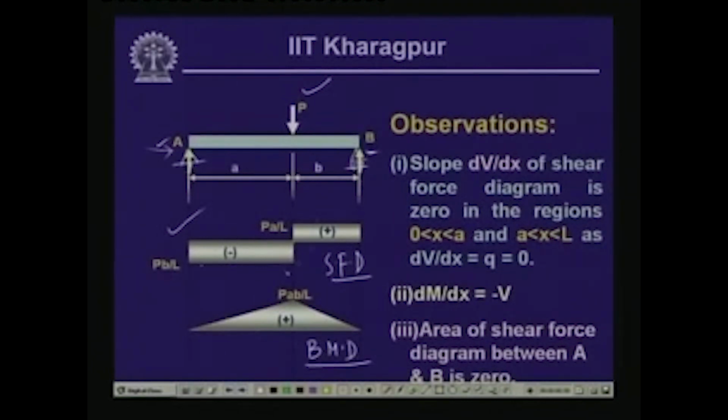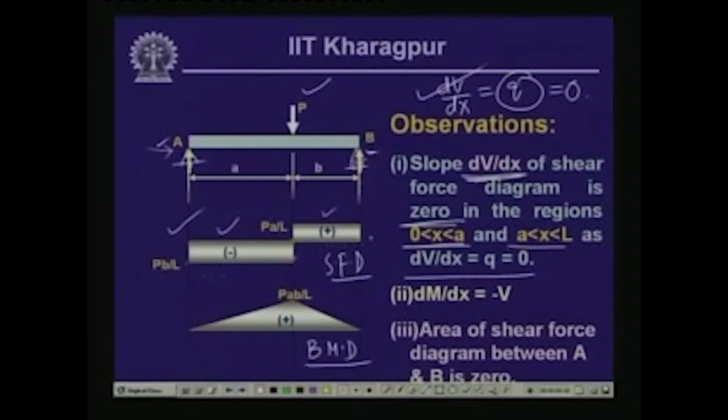Now, from these, if you look into the slope dV/dx, that means the rate of change of shear along the length, for this part as well as this part, which is x between 0 to a or x between a to L, we find that the dV/dx value of the shear force diagram is 0. Which is the case, because dV/dx as we know is equal to q, and if q is equal to 0, expectedly dV/dx is equal to 0, and this is what is happening in this particular diagram.